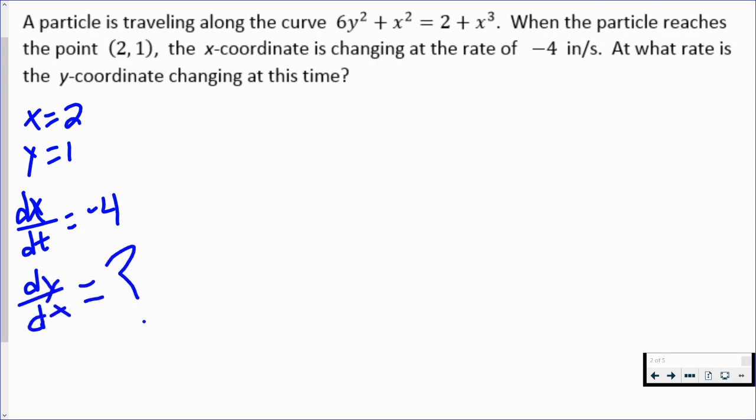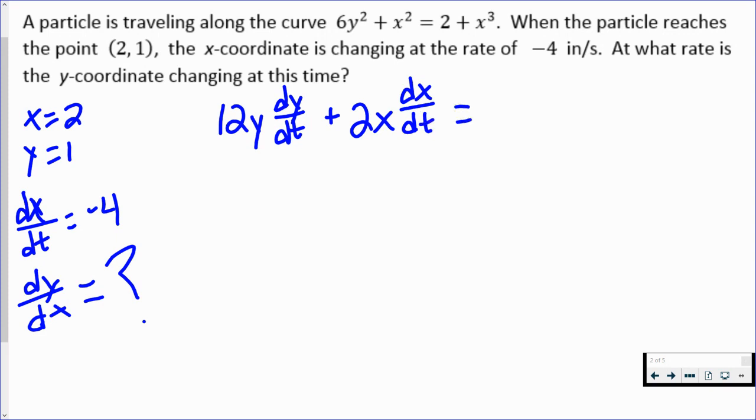All right, so now we want to take the derivative of that curve with respect to time. So let's start with our first term. We have 6y squared. The derivative of that would be 12y dy/dt, plus the derivative of x squared is going to be 2x dx/dt, plus the derivative of 2 is 0, so that's gone. And then the derivative of x cubed is 3x squared dx/dt.